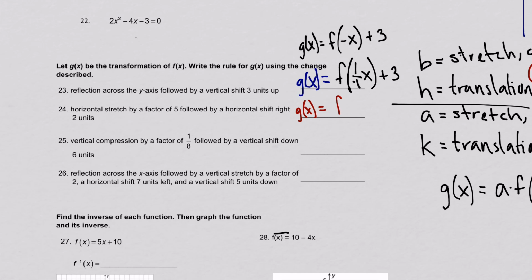Horizontal stretch, so it's going to be f of 1 over, remember b is always in the denominator, 1 over b. In this case, b happens to be 5, because it says horizontal stretch, so b is 5. And h is a shift to the right 2 units, which means that h is 2. So the rule is always x minus h, so it's going to be x minus 2. Close the parentheses, and you're done. No k, so there's nothing to add out here. No a, so there's nothing to write down here. That's it for that one.